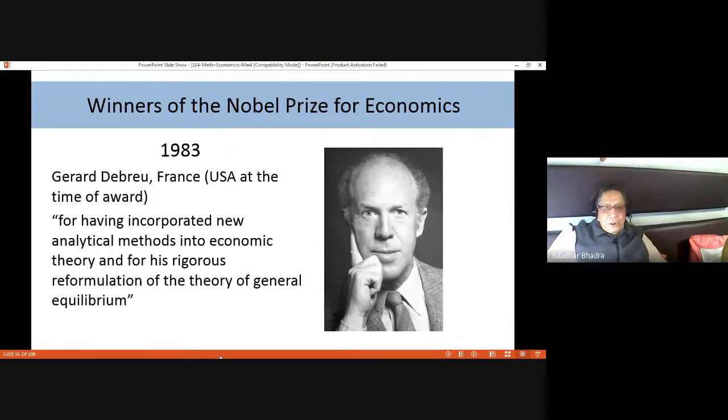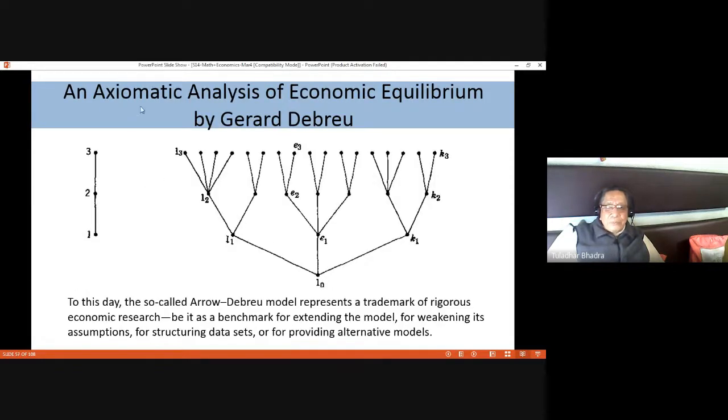1983, Gerard Debreu, France, but he was in USA at the time of the war, and he did become an American, working there for a long time, for having incorporated new analytical methods into economic theory and for his rigorous reformulation of the theory of general equilibrium. So this is an axiomatic analysis of economic equilibrium. You have a very nice graph over here.